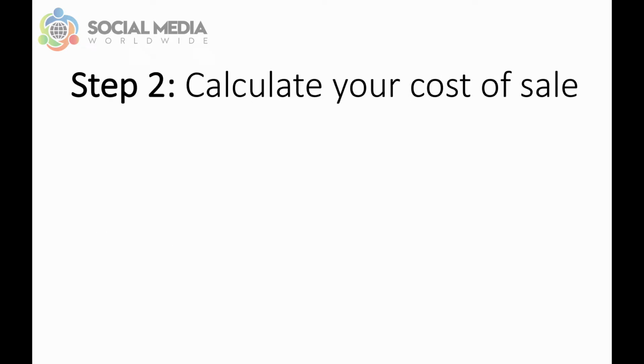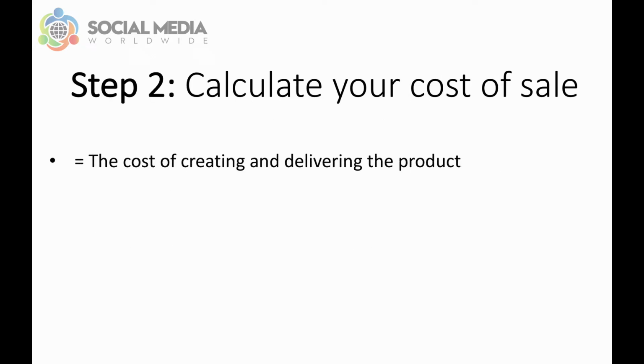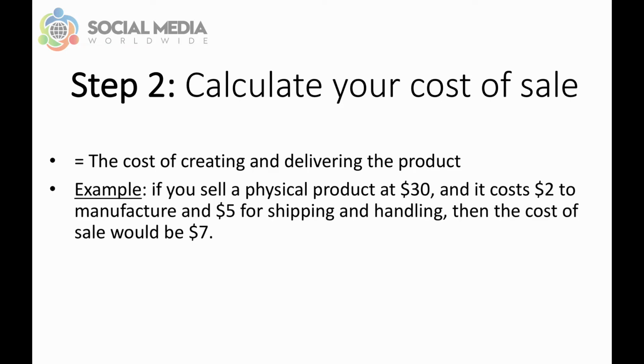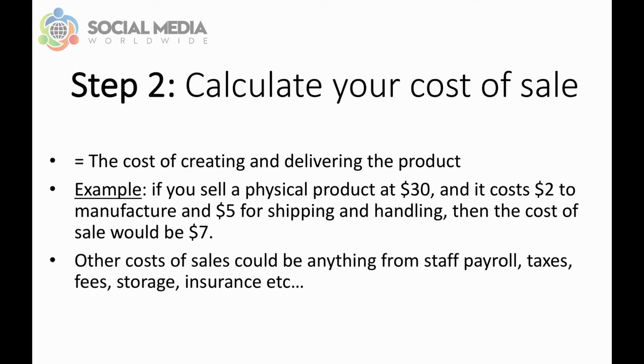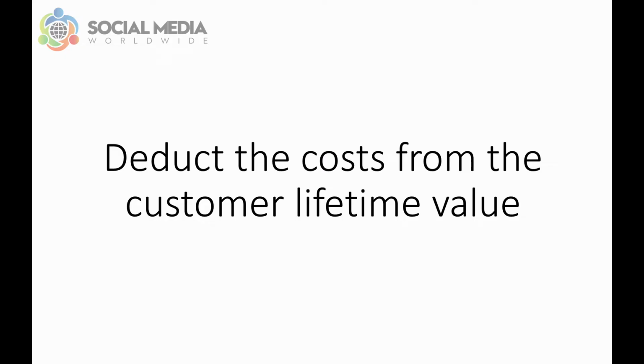The second step is calculating your cost of sale. In other words, the cost of creating and delivering the product. For example, if you sell a physical product at $30 and it costs $2 to manufacture and $5 for shipping and handling, then the cost of sale would be $7. Other costs of sales could be anything from staff payroll, taxes, fees, storage, insurance, etc. So if your customer lifetime value is $300 and the costs involved are $50 per customer, deduct the cost from the customer lifetime value, which would be $250 in this example.